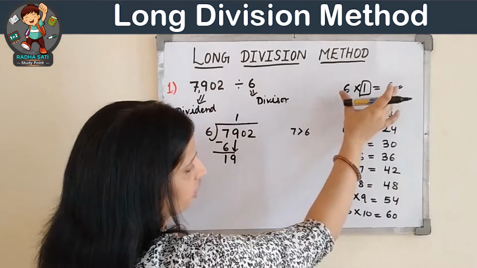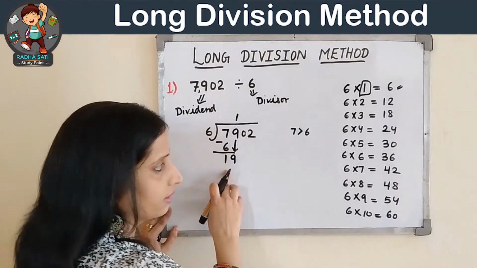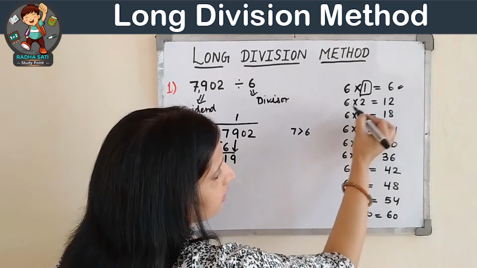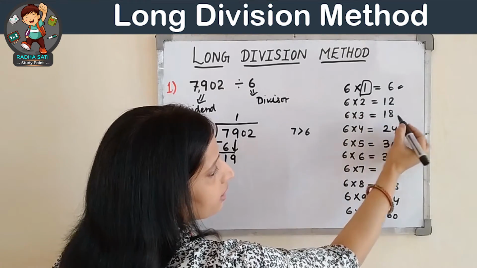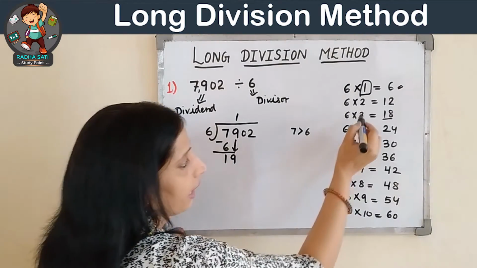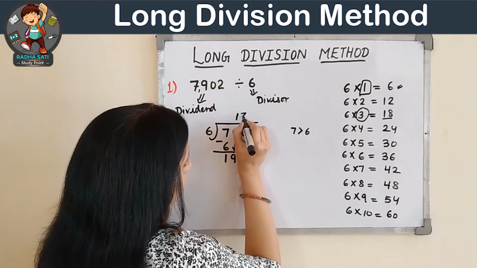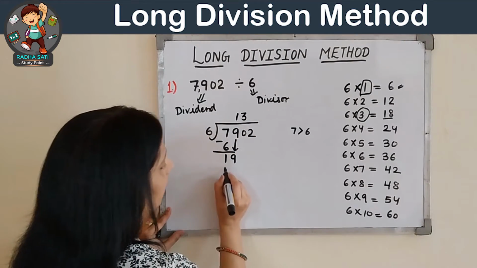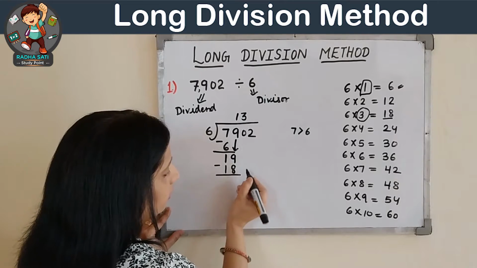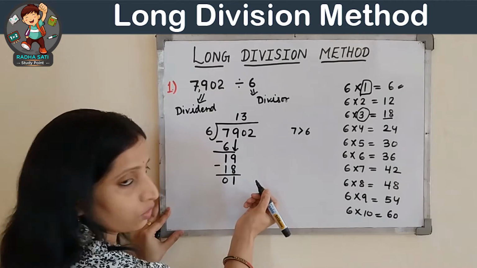Now again we will check in the table of 6 the number which is less than 19. And when we will check, we will find that 6 1 ja 6, 6 2 ja 12, 6 3 ja 18. 18 is just less than 19 and it is coming in 3 times. So we will write 3 here, 6 3 ja and 18 here. Again we will subtract. So 9 minus 8 is 1, 1 minus 1, 0.